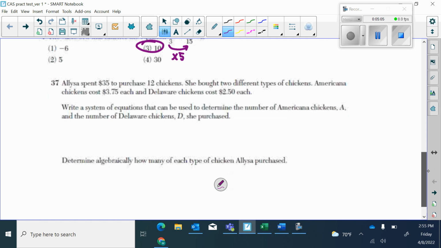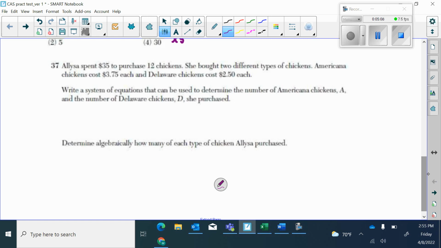All right, number 37. Alyssa spent $35 to purchase 12 chickens, 2 different types, American chicken plus Delaware chicken, total of 12 chickens. Chickens go together, okay? Our types of chickens and our total chickens go together, then our costs all go in one equation. Just remember that. So 375 for the American and 250 for the Delaware. You line them up like terms for a total of $35. So I want to eliminate one or the other.